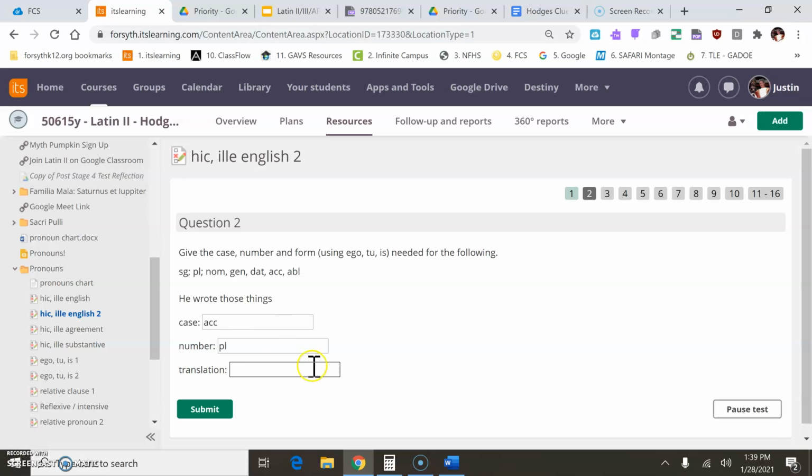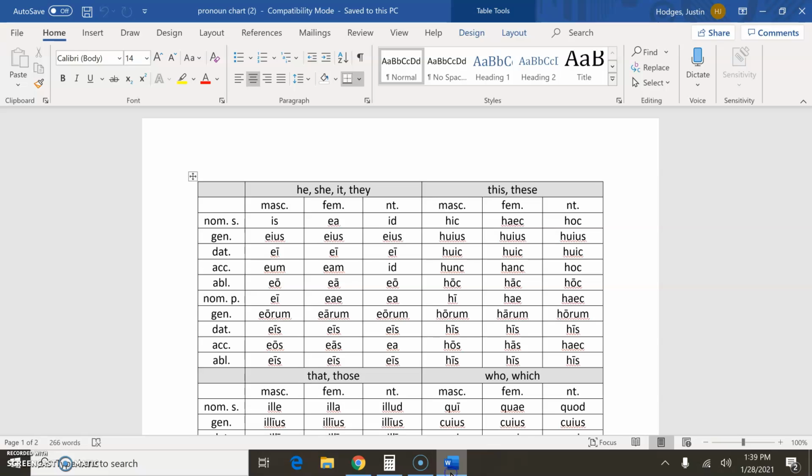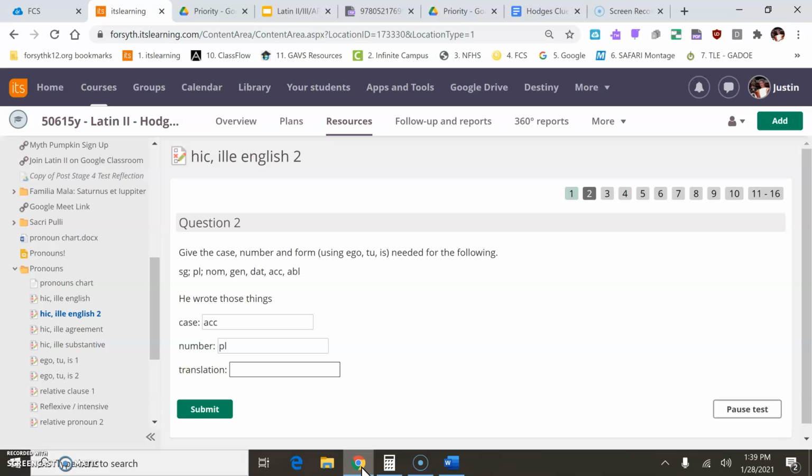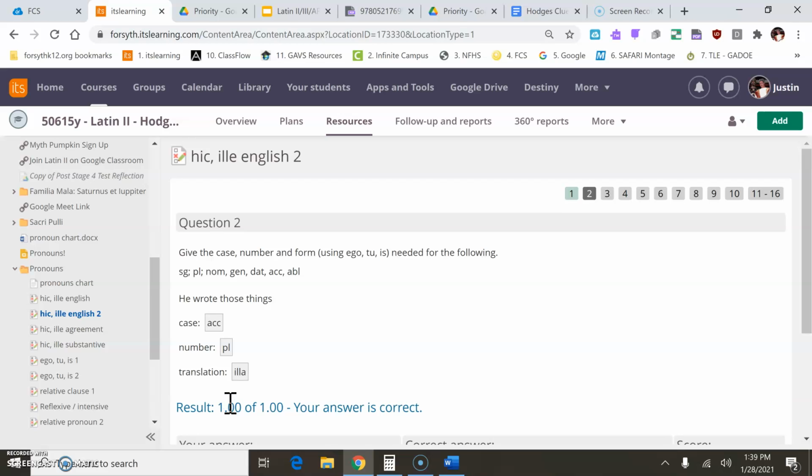That's right, neuter. So we need the accusative, plural, neuter of the word for those. Is those going to be some form of hic or some form of illa? Illa, right? So accusative, plural, neuter is going to be illa. All right.